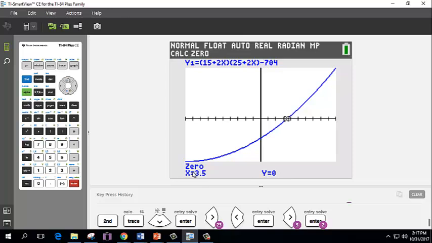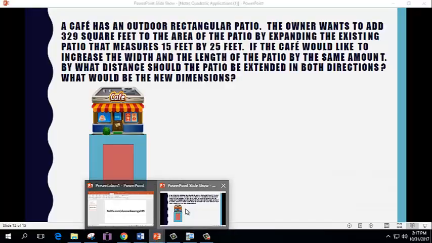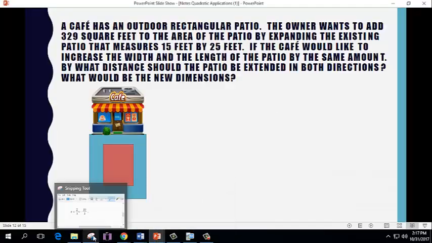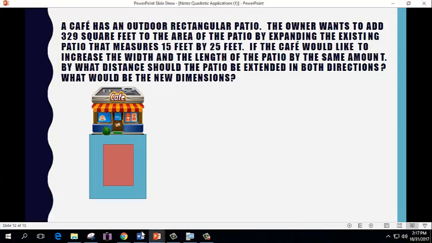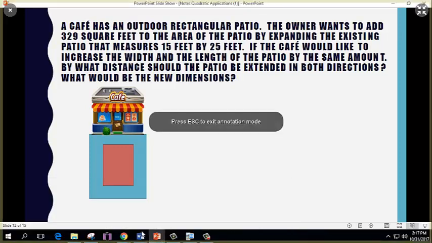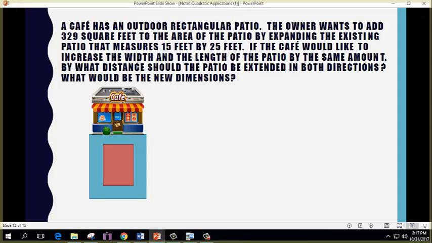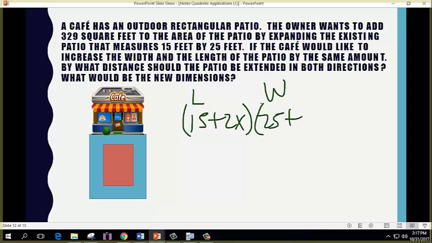Now, that's going to be important, so let's go back to here. So we have our equation. So remembering this part here, we have our equation of our length of 15 plus 2x and our width of 25 plus 2x. And then we had this minus 704 part.